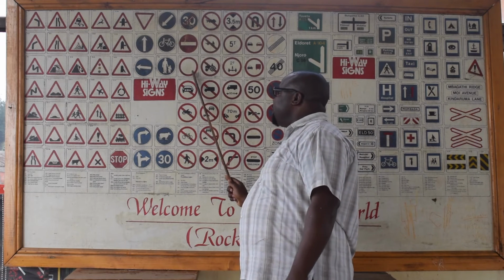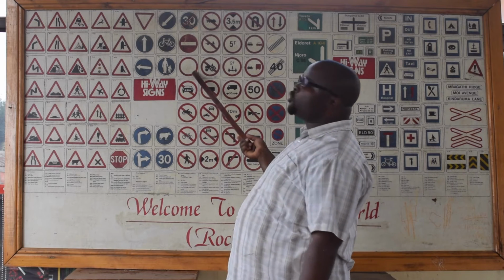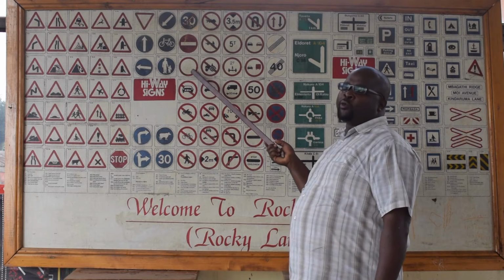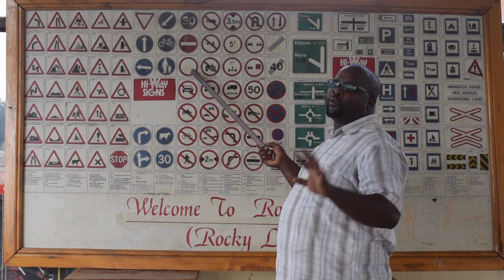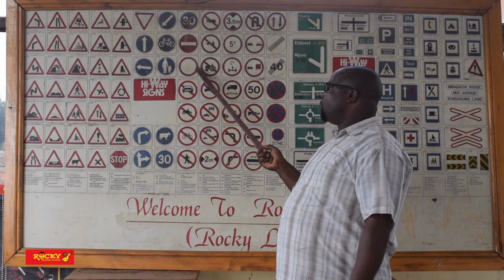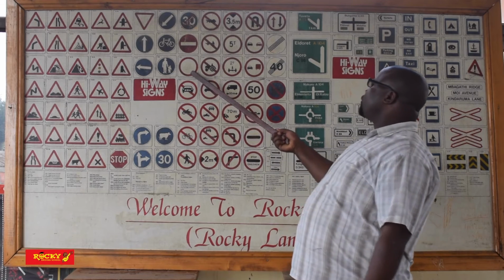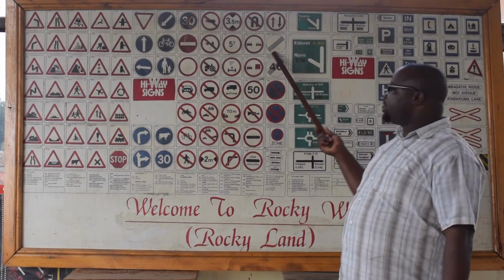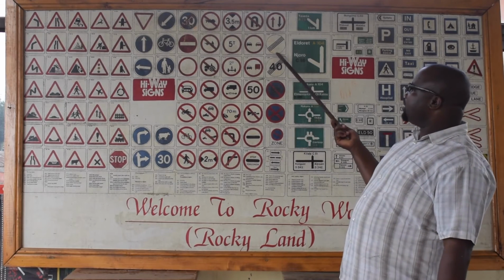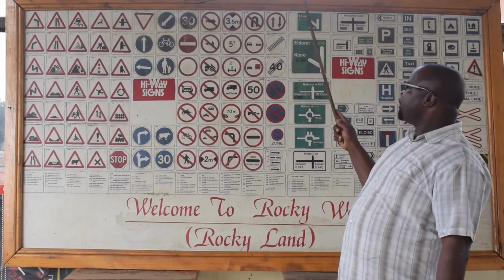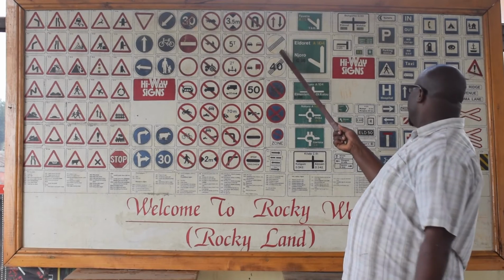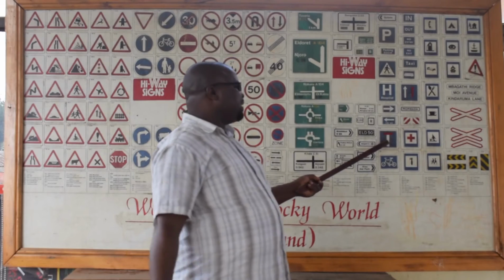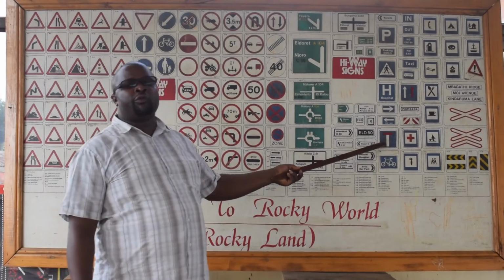This means road closed. Maybe there's a road, but now it's closed for a purpose. And then this one means end of all prohibitions. Because it has nothing inside, you may not understand what it means. So this is end of all prohibitions. And it's also good to know this one. This is end of no through road.